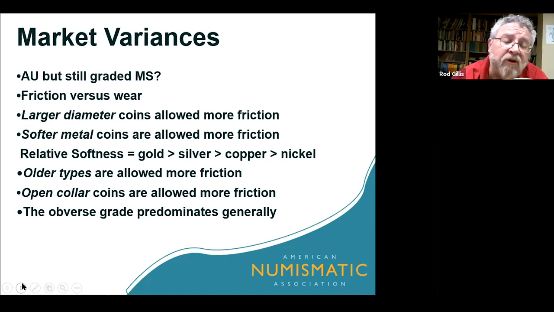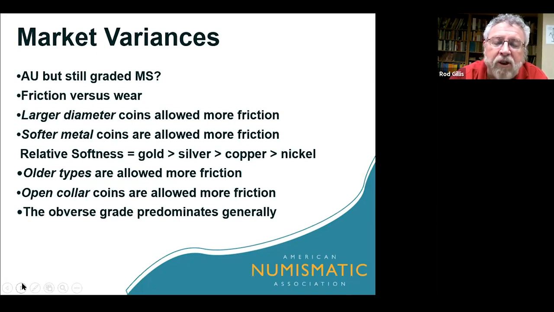And there's also the idea of friction versus wear. Friction versus wear can be very different. A long time ago, collectors kept coins in cabinets, and what that meant is that they actually rubbed when they were putting them in or taking them out. That can be an example of friction, okay? Large diameter coins are allowed more friction. Softer metal coins are allowed more friction. And that's important to know, because when we're looking at coins, coins are treated differently depending on their metal composition.